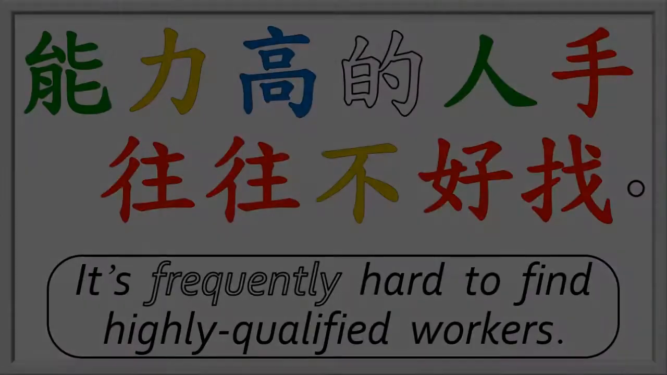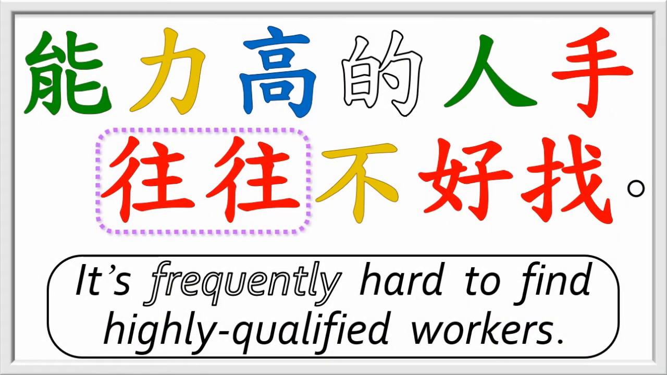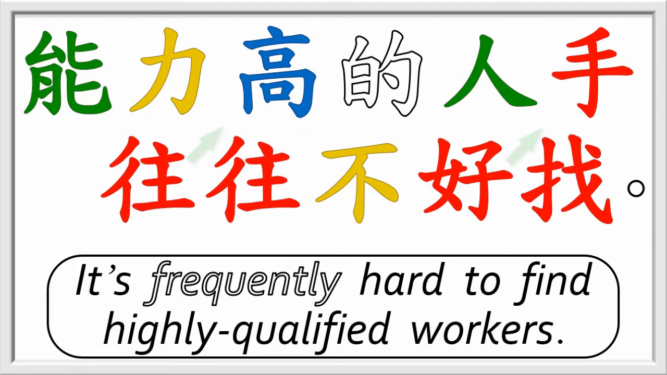Another common phrase is the character wang doubled, wang wang, meaning often or frequently, literally twice in the past. Also notice that wang wang always refers to the past and present, never to the future. 能力高的人手往往不好找. Highly qualified workers are frequently hard to find. From past experience, I've learned that it's not going to be easy to find highly qualified people.